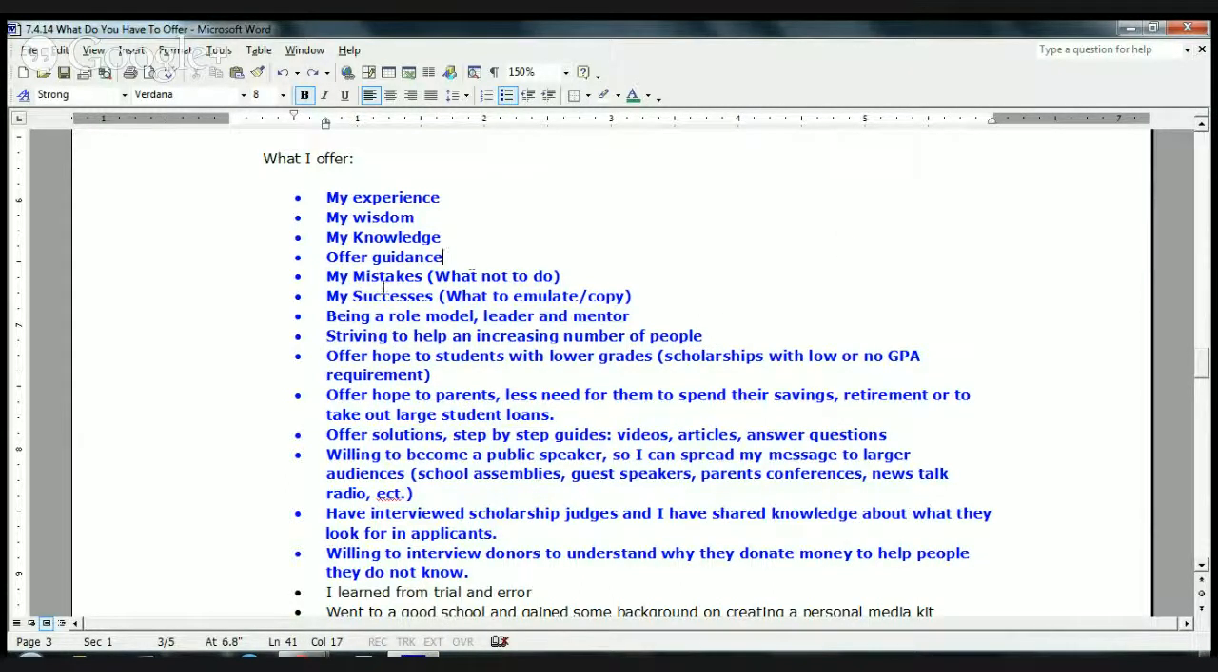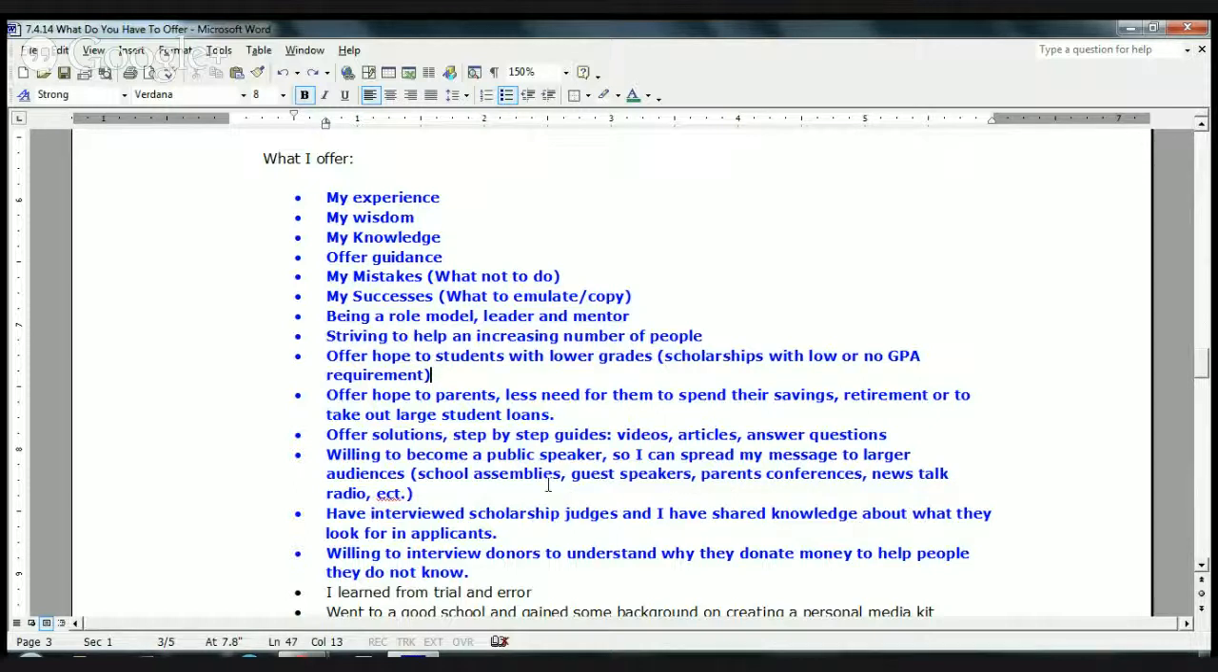And I just took some of these, that's where I started, and then I started brainstorming these ideas and expanding on them. And so I started talking about, I can offer hope to students with lower grades, scholarships with low or no GPA requirements. I can offer hope to parents. This way they don't need to worry about spending all their savings, retirement, or needing to take out a large student loan. And then I started breaking it down into, what are some of the solutions I offer. Step-by-step video guides, articles, I can answer questions.